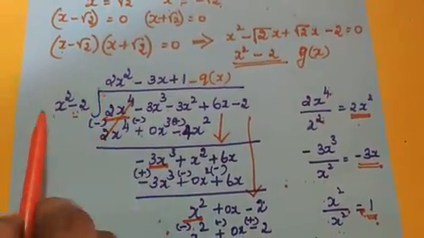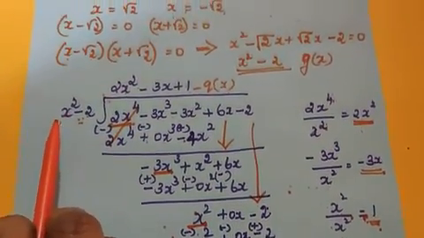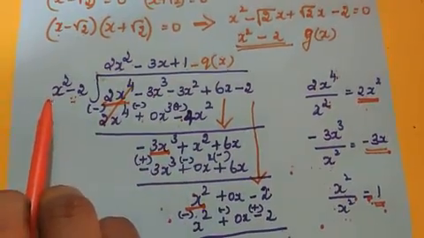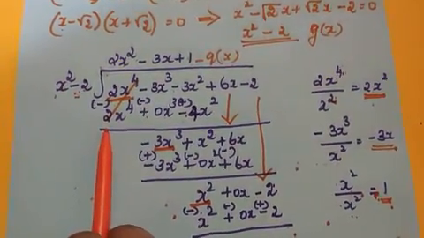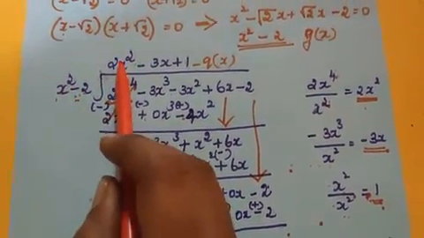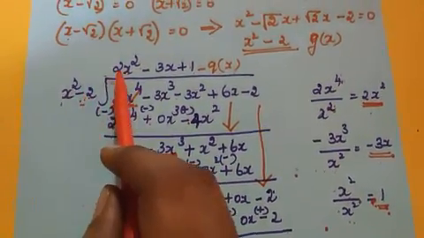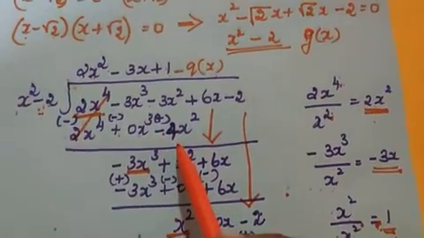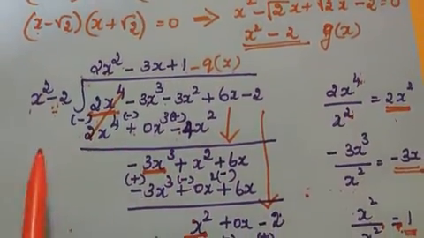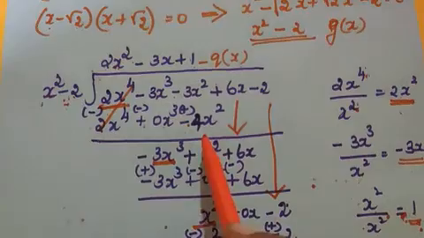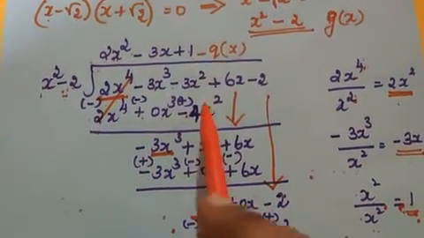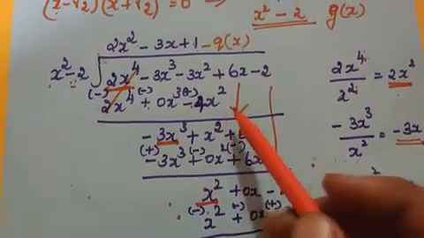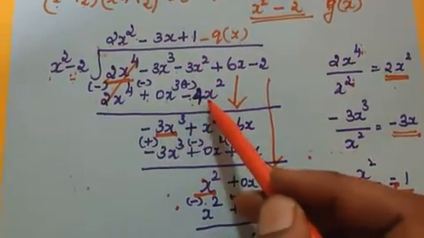Now this quotient will be multiplied with each and every term of the divisor. So 2x squared multiplied by x squared, it is 2x power 4, and minus 2 multiplied by 2x squared, it becomes minus 4x squared. So when you are writing it, be careful with the place value, you have to write it under the same like term. You should be careful with the like terms. Right? 2x power 4 and minus 4x squared.